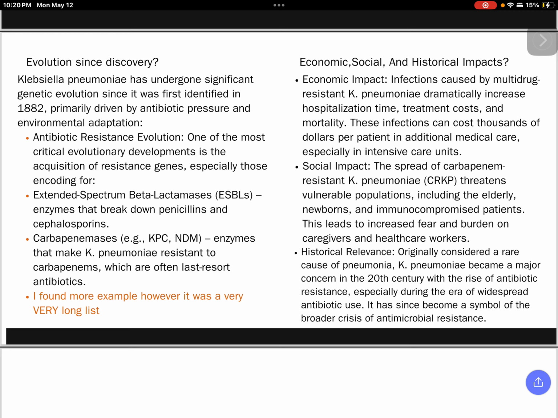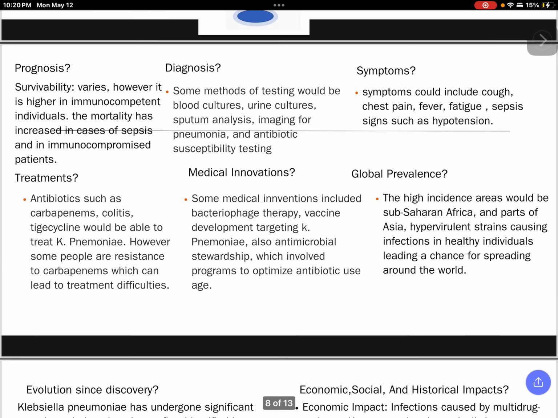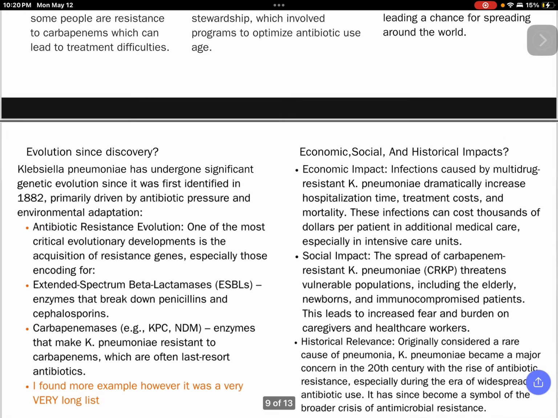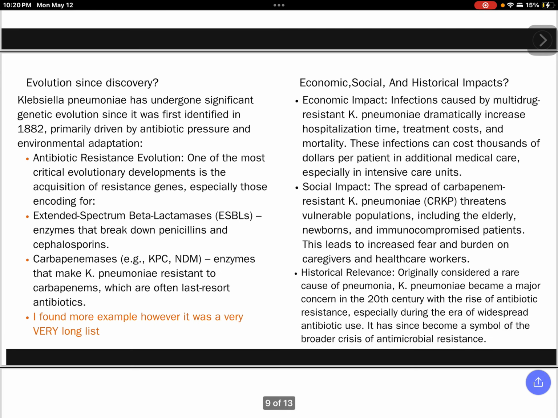cephalosporins, and carbapenemases. These were the enzymes that make pneumoniae resistant to the carbapenems, which are usually used as a last resort. This is what I was talking about when I said it can lead to more resistance and damage rather than actually helping a patient.